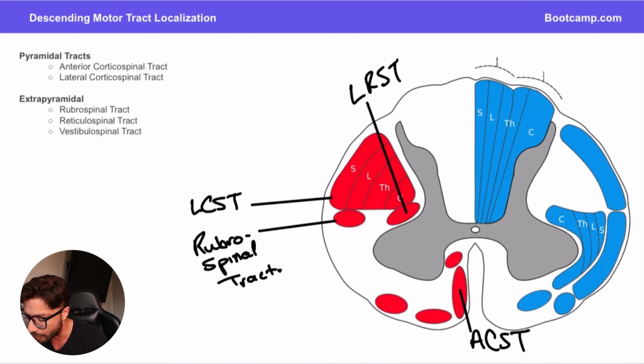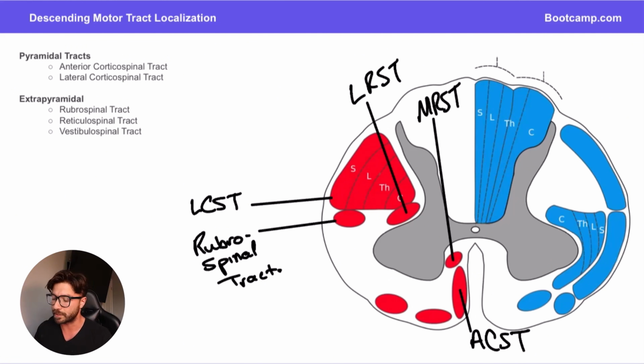And then we also have our medial reticulospinal tract. So we have the lateral reticulospinal, found on the lateral aspect in the lateral column. And then our medial reticulospinal, this is actually going to be found in the anterior column, but it's more towards the midline. So it's referred to as the medial. And then finally, we have our vestibulospinal tract, which is going to be this structure right here, found just lateral to our anterior corticospinal tract. So this is our VST, vestibulospinal tract right there.